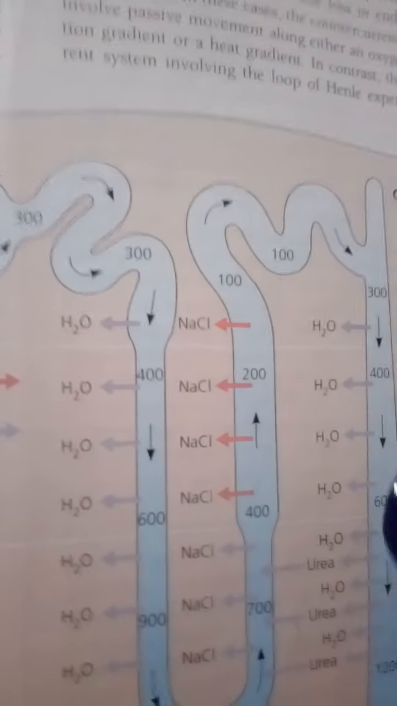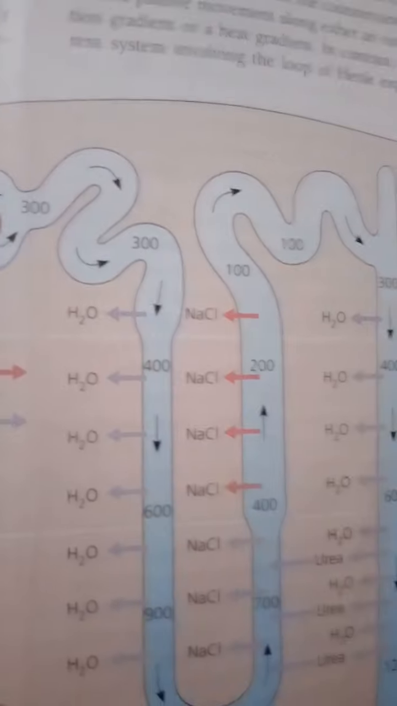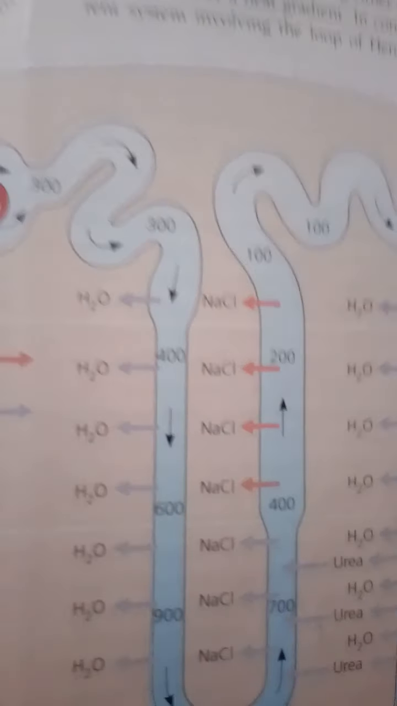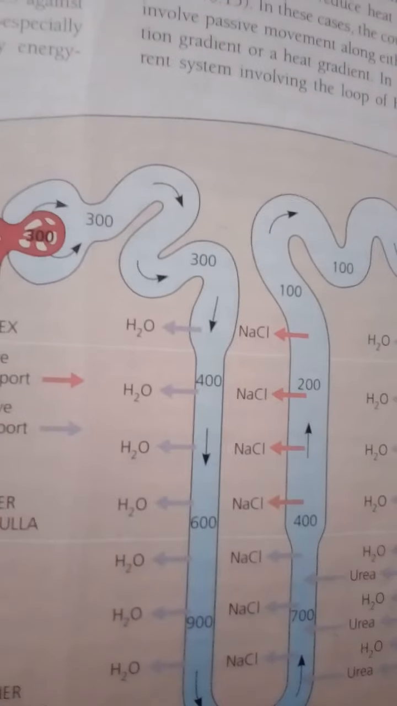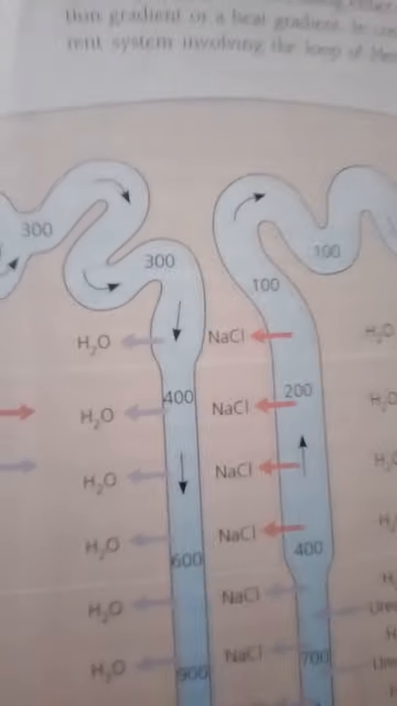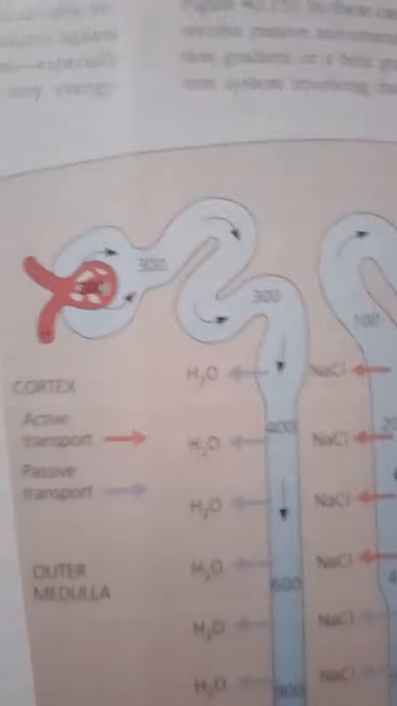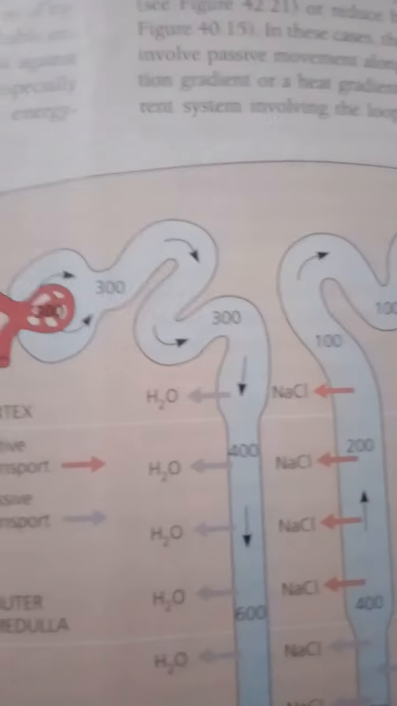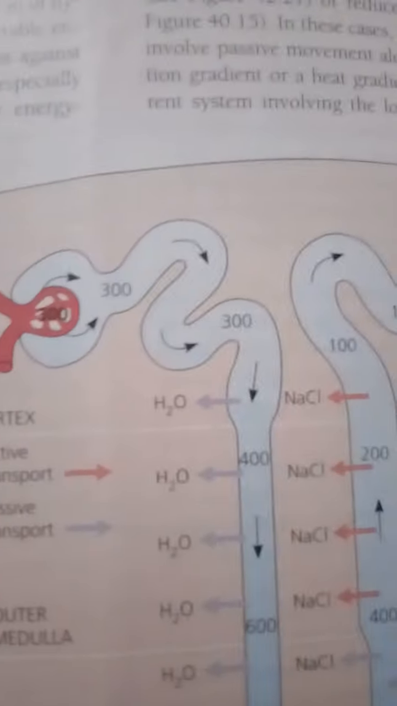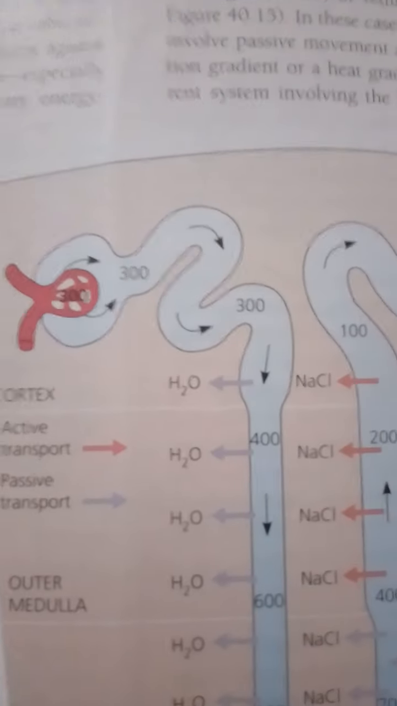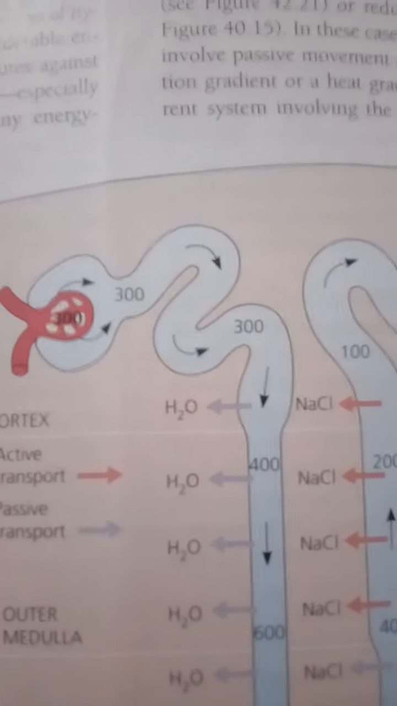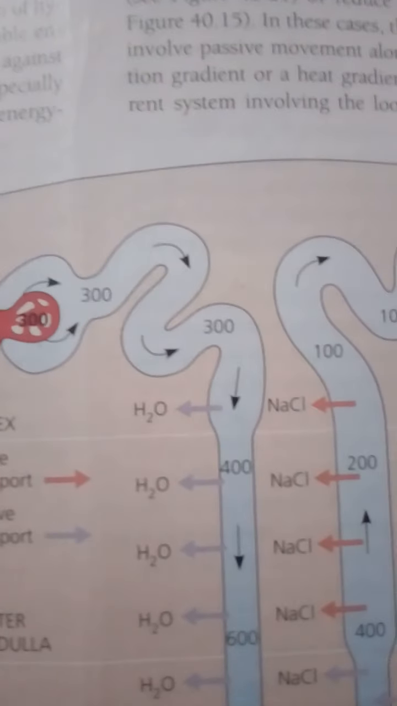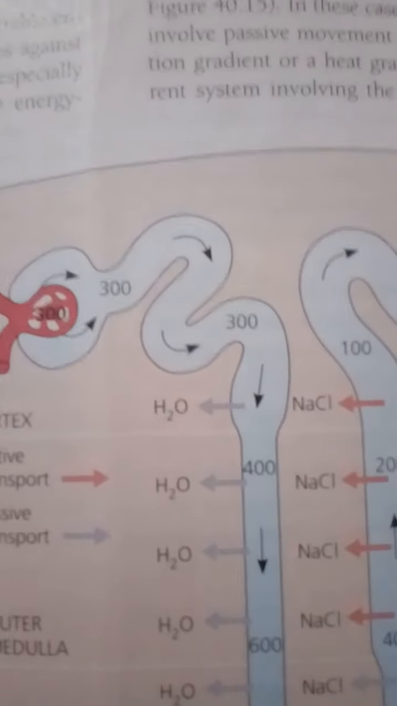Filtrate passing from Bowman's capsule to the proximal tubule has an osmolarity of about 300 milliosmoles per liter, the same as blood. As the filtrate flows through the proximal tubule in the renal cortex, a large amount of water and salt is reabsorbed. Thus, the volume of filtrate decreases substantially, but because of the salt loss, its osmolarity remains about the same.